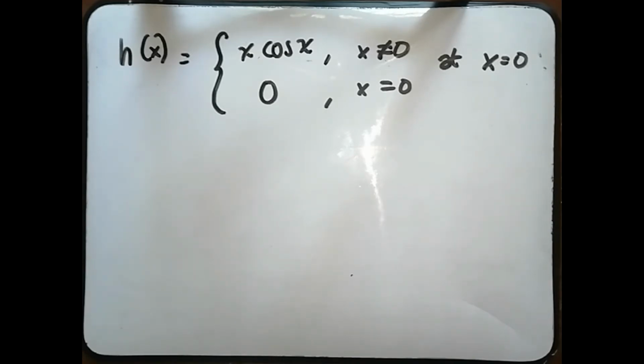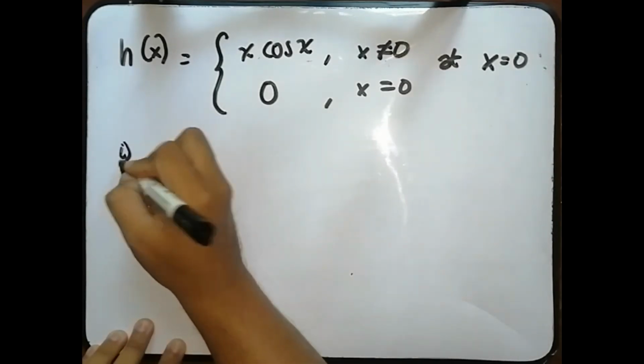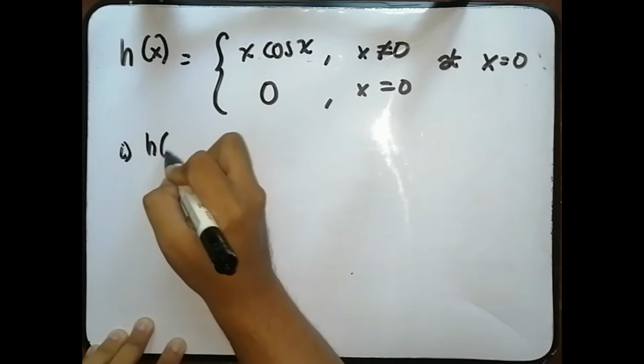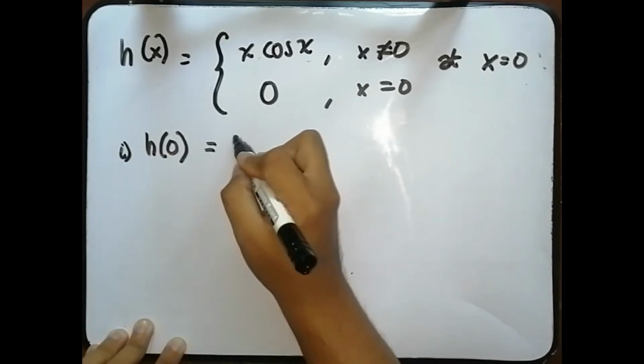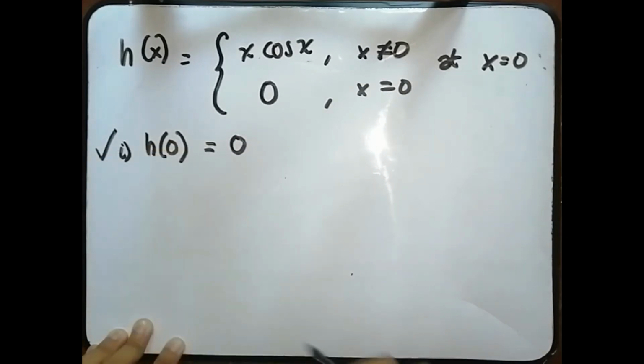So let's determine if the function h of x, x cos x whenever x is not equal to 0 and 0 whenever x is equal to 0, is continuous at x equals 0. So first criterion, h of 0 must be defined. So dito gamitin natin yung equal 0. So 0 siya. Check.